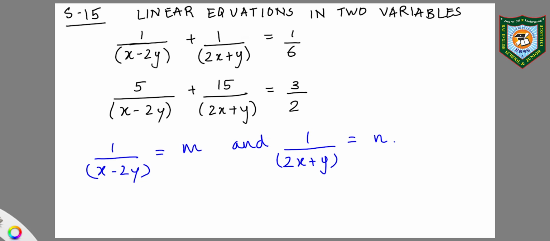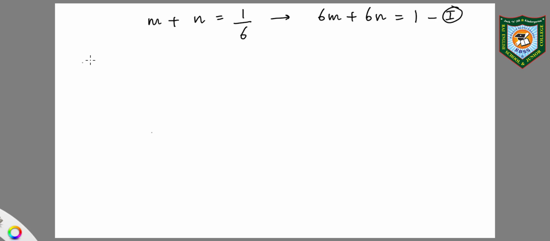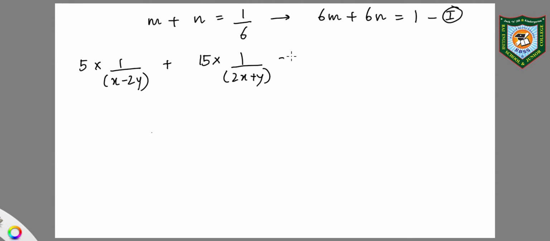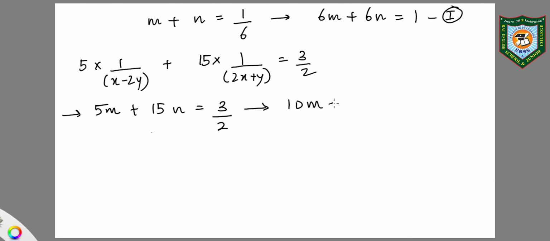This is my equation number 1. Now for equation number 2, I have 5 into 1 upon x minus 2y plus 15 into 1 upon 2x plus y is equal to 3 by 2. Replacing 1 upon x minus 2y by m, I'll have 5m plus, replacing 1 upon 2x plus y by n, I have 15n is equal to 3 by 2. Once I solve this further, I'll get 10m plus 30n is equal to 3. This is my equation number 2.